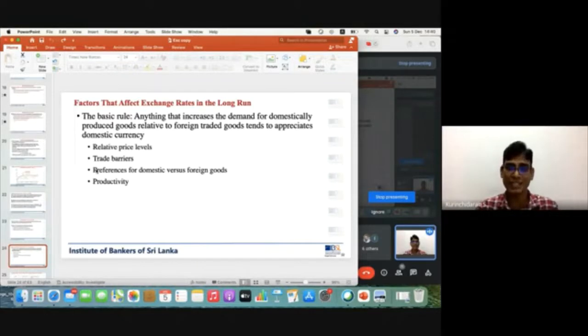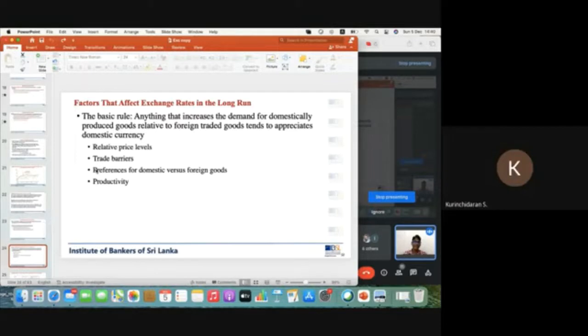If the local market, as an example, produces relatively more than a foreign country, then the local currency will appreciate, because we produce more than the foreign country. So this is the basic rule and how the factors affect the long run exchange rate. Short run and long run are two different things. Long run factors are totally different than short run factors. The exchange rate may also be affected in the short run, but that is because of different factors.